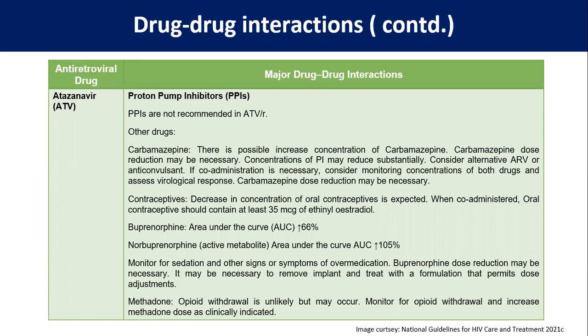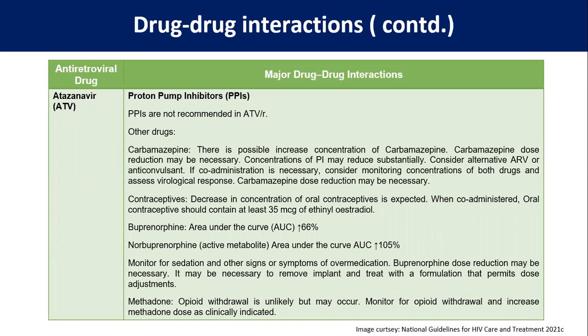Carbamazepine: there is a possible increased concentration of carbamazepine. Carbamazepine dose reduction may be necessary. Concentration of PI may reduce substantially, so consider an alternate ARV or anticonvulsant. If co-administration is necessary, consider monitoring the concentration of both the drugs and assess virological response. Carbamazepine dose reduction may be necessary.